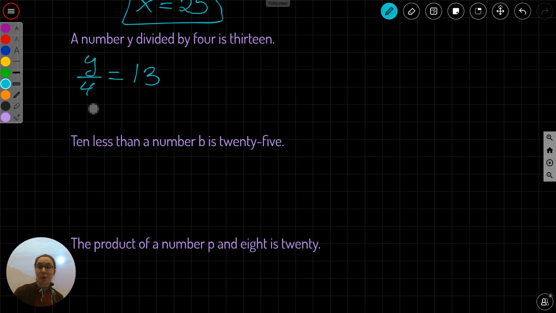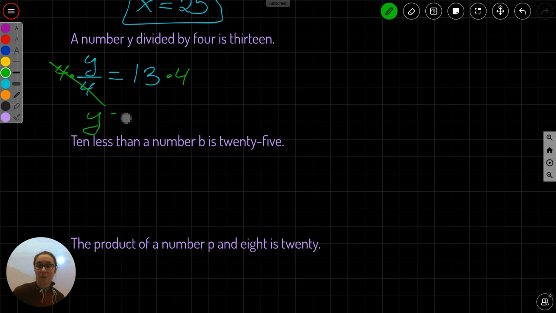Now I have a division problem. So how do I undo division? By multiplying. And I want to get rid of that 4, so the y is by itself. So I'm going to multiply both sides by 4. These two cancel. And now we have 13 times 4, which I believe we just discovered was 52 in the last example, or in a previous video.